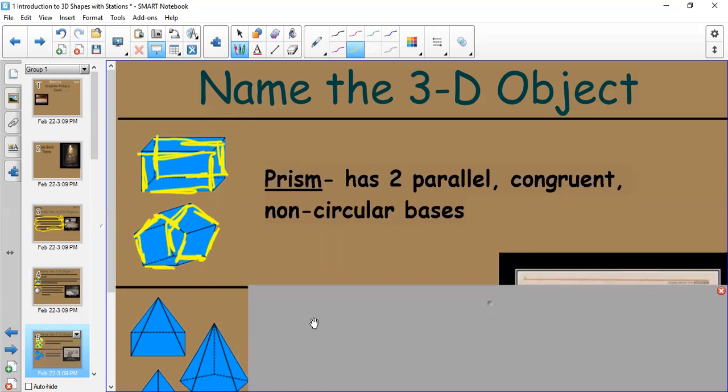It has 2 parallel, so they won't ever cross. Congruent, meaning same size, bases. Now notice it says non-circular because if it was a circle, that would turn it into a cylinder. And we have different types of prisms. Okay, so these are both prisms, but prisms are more specifically named after their base. So the top one is a rectangular prism. And the bottom one, we said the base was a pentagon, so we say that this is a pentagonal prism.